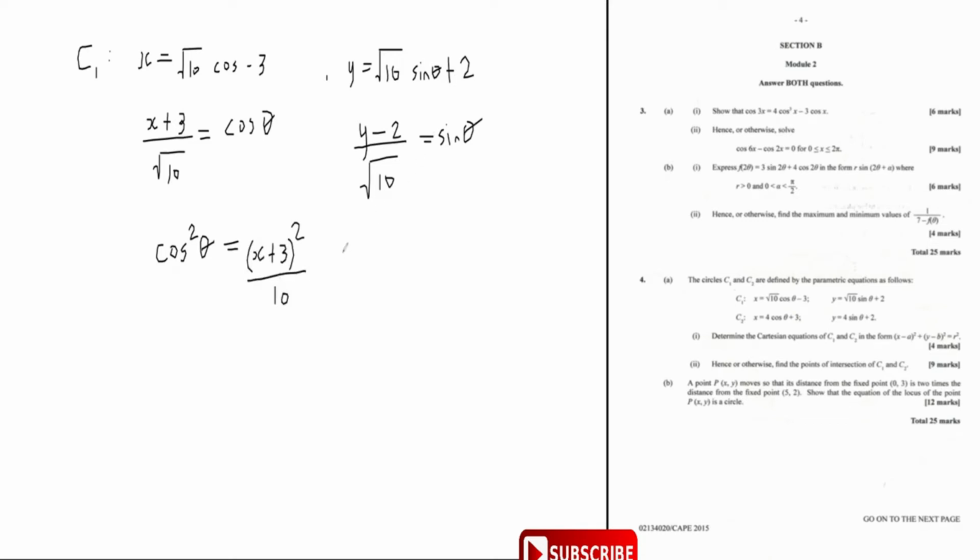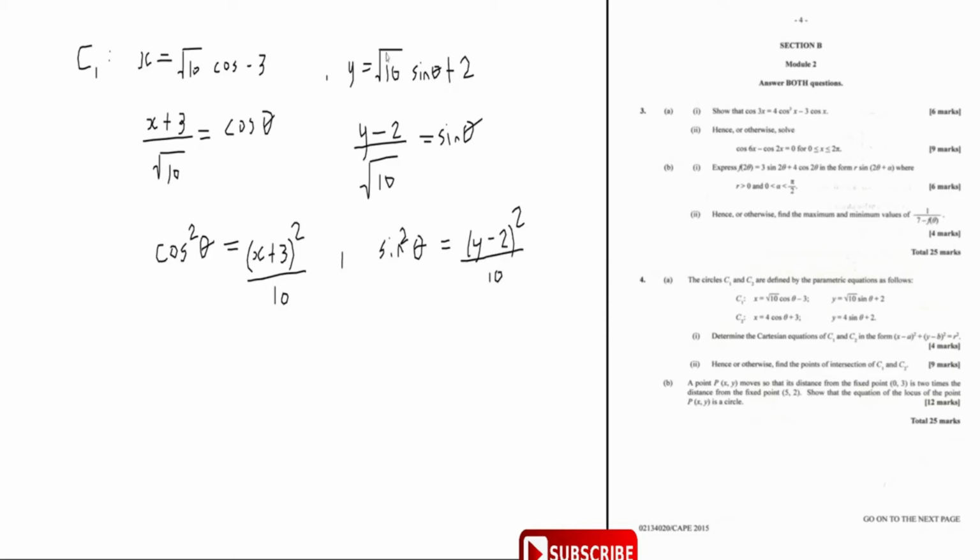Over here now, when you square both sides, you're going to get sine square theta over sine square theta is equal to (y minus 2) all square over the root of 10 square, which is just 10.